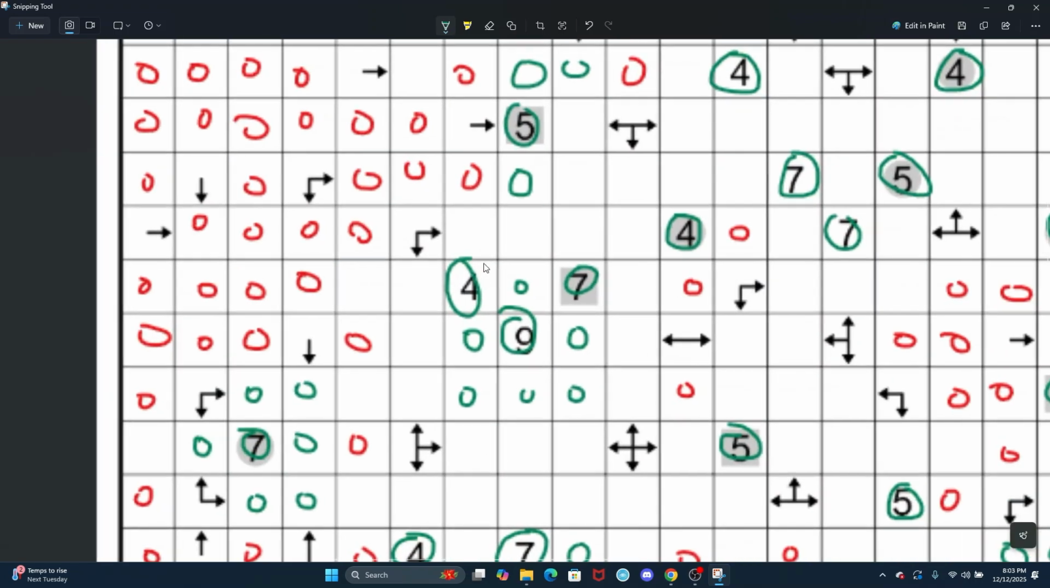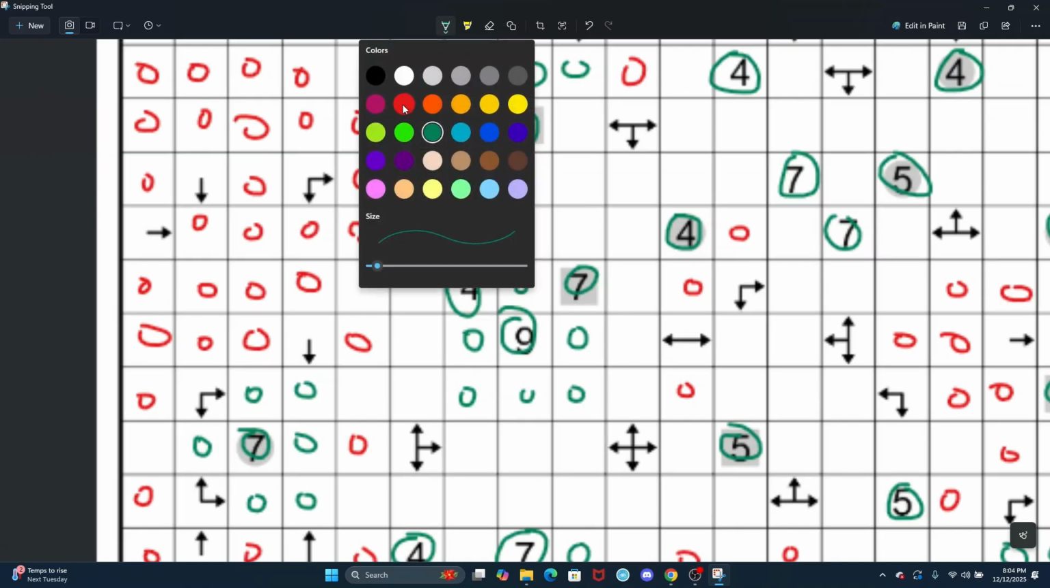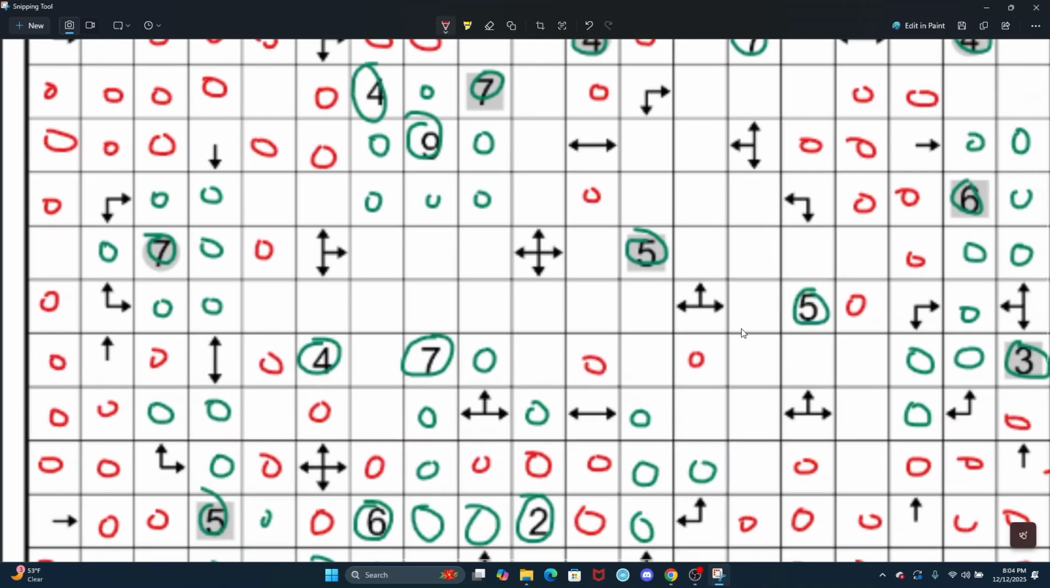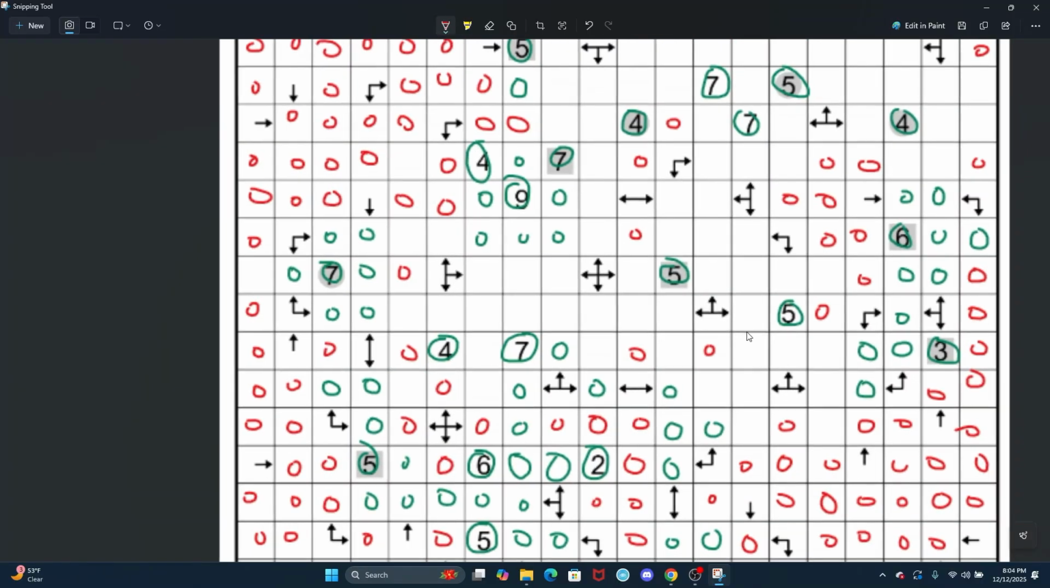Oh, okay. I completely forgot about the numbers. This 4 here already has 4 green neighbor cells, right? So that means the other cells have to be red. And so, are there any other numbers that I sort of missed?